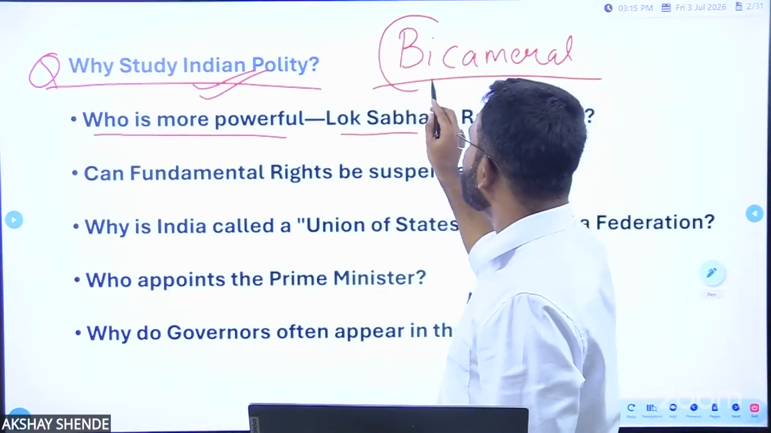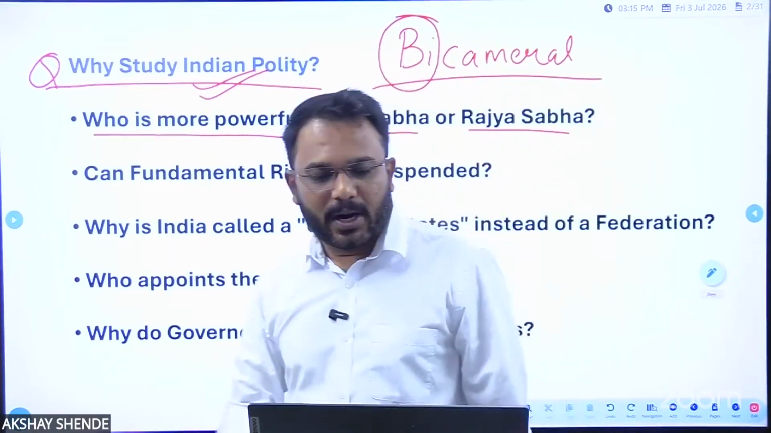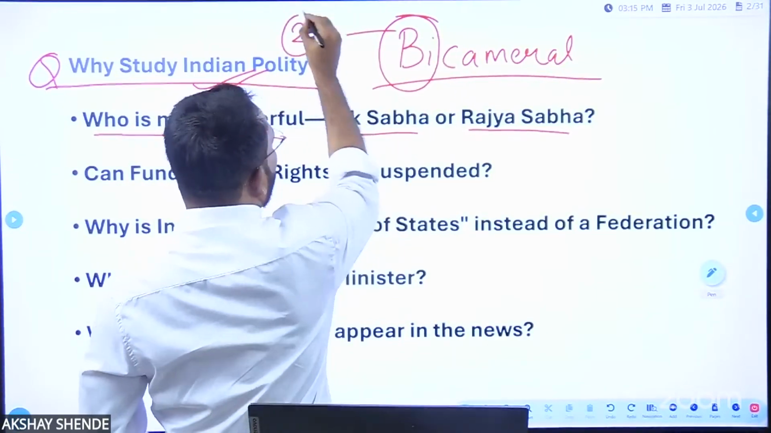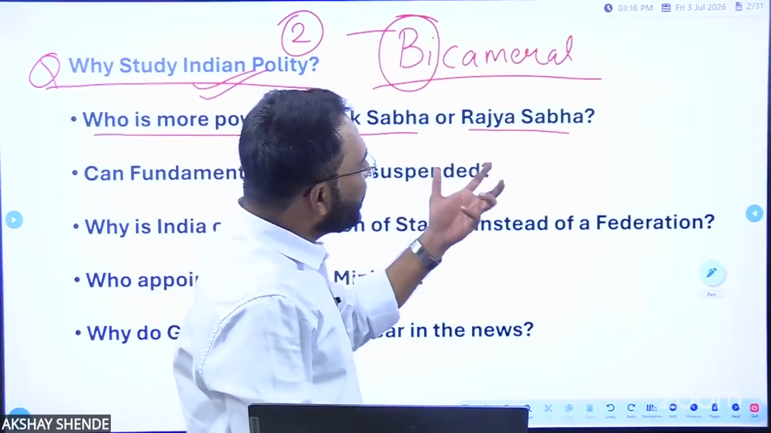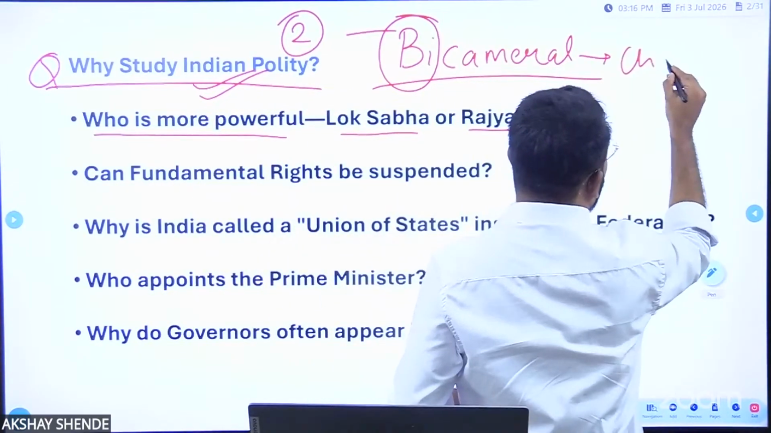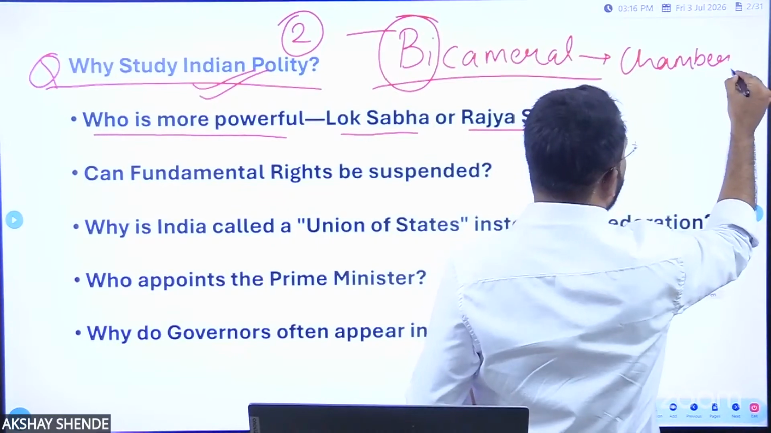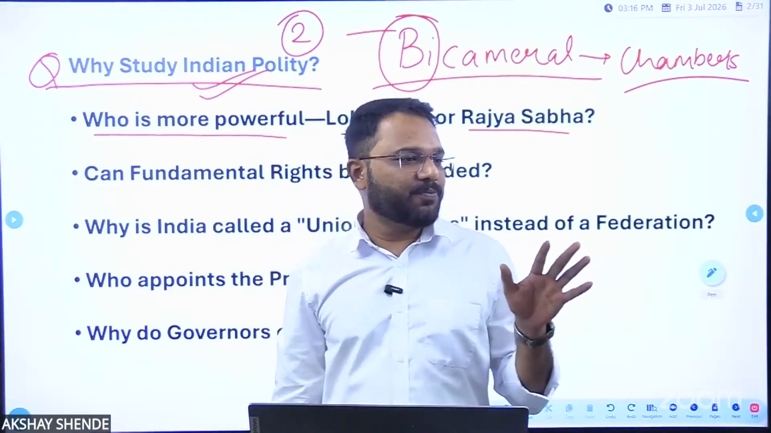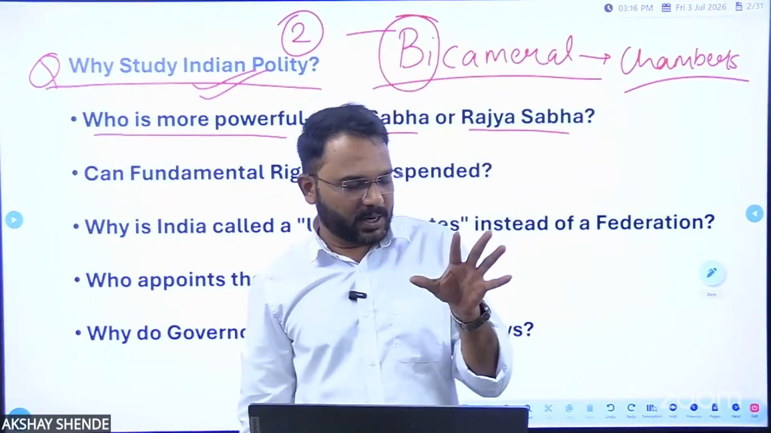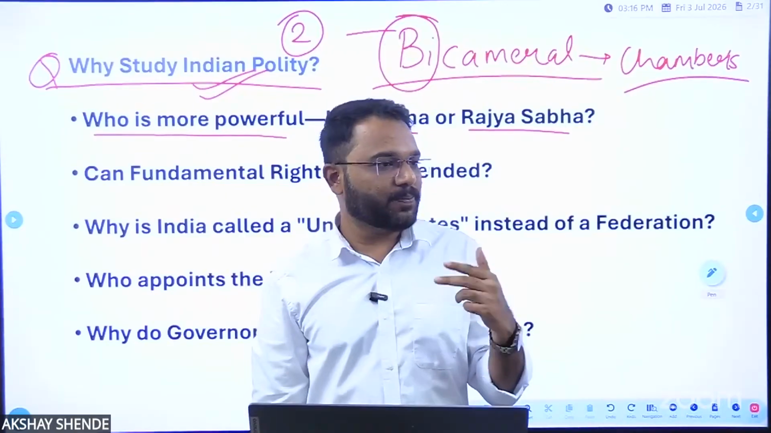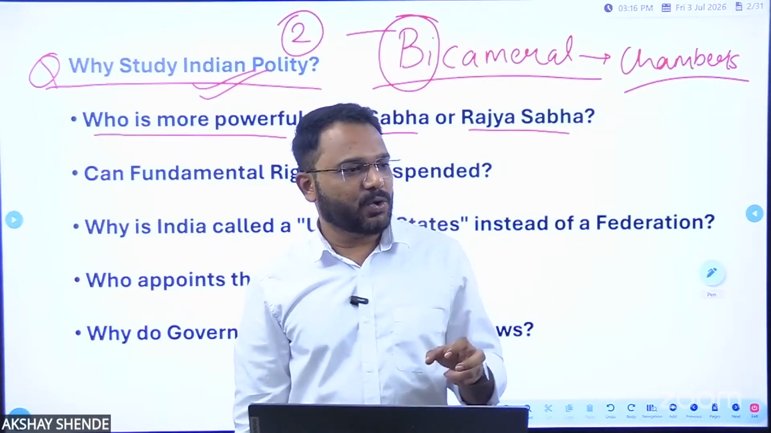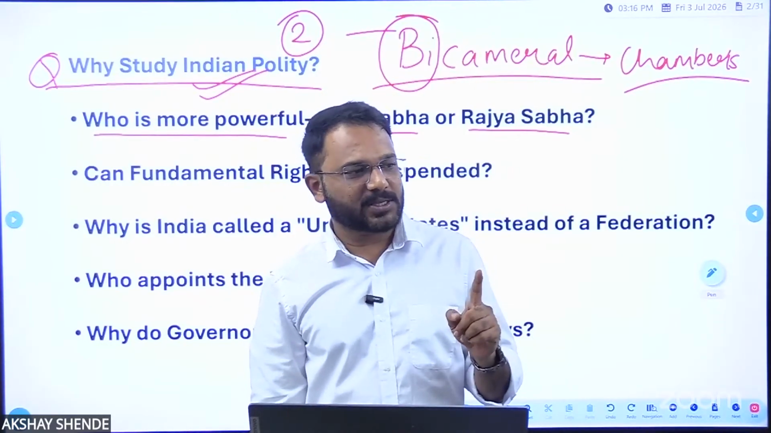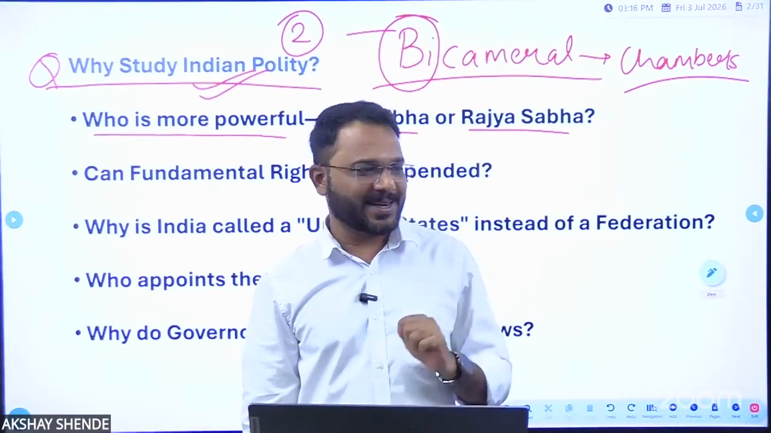Listen, if you are a science student, you could understand this thing that bi means two. Bi means two, and cameral means chambers. So a parliament or a legislative body or legislative organ having two houses is known as bicameral. And in the Indian scenario, we have a bicameral legislature. That means we have two houses. The first one is Lok Sabha and the second one is Rajya Sabha.